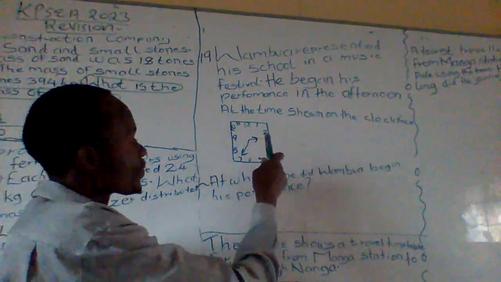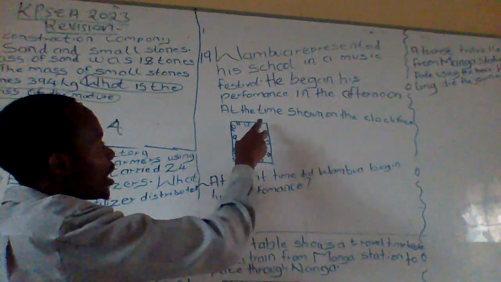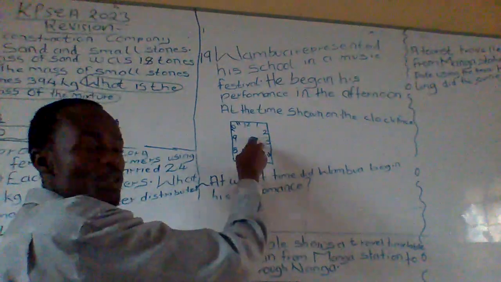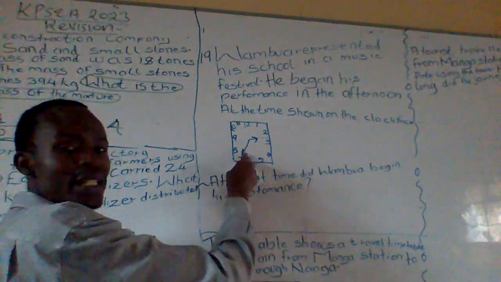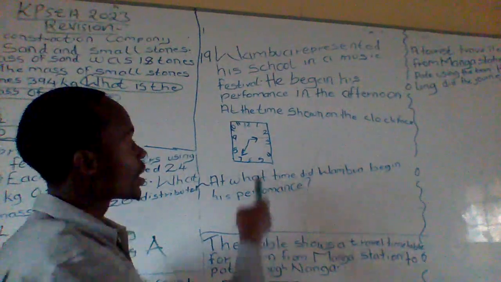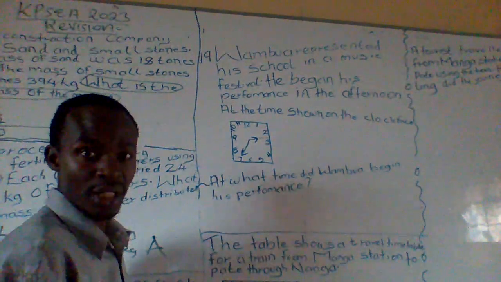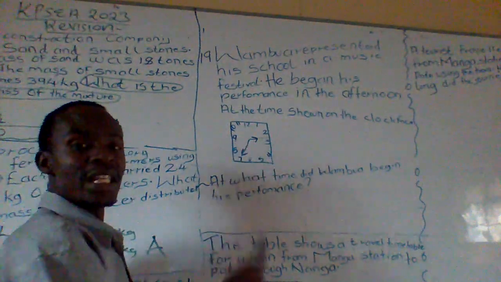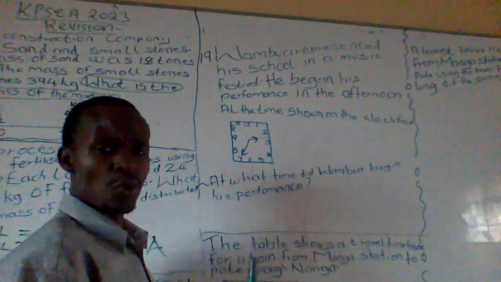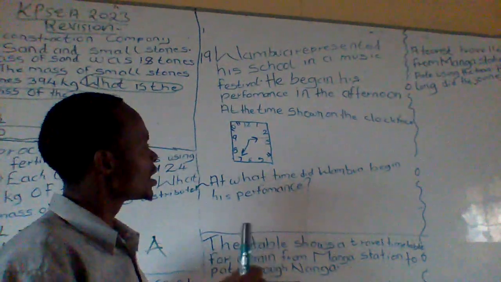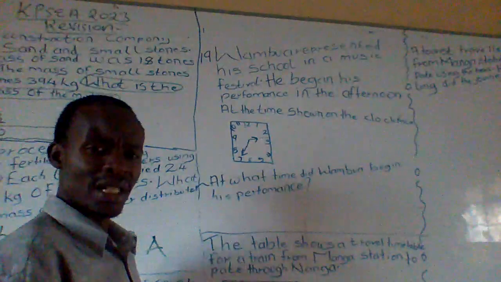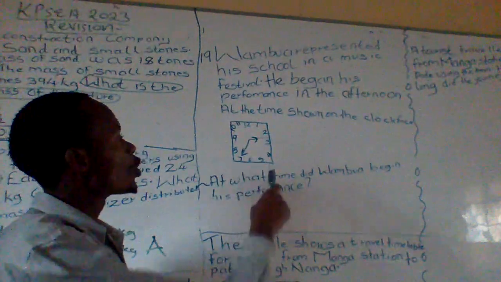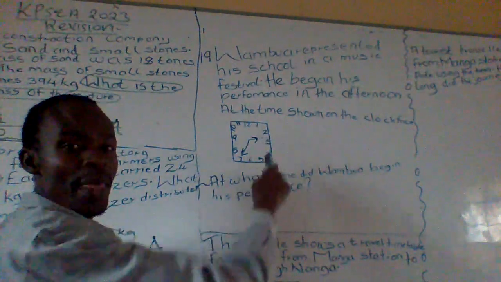And remember, it takes 5 minutes from one number to another. So if the long stick is pointing at 7, if you want to take minutes, you take that 7 and multiply by 5. If it is between 2 and 3, it means it is still 2 o'clock, but the minute stick will not be exactly at the first quarter.